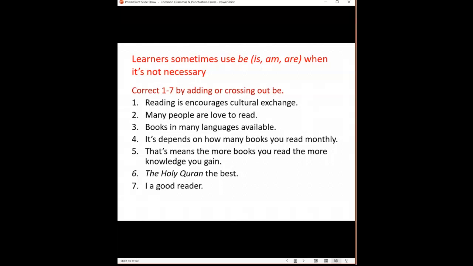Great, Tulin. Okay, great, love. Number 3. Many people love to read. Okay, great. Ahmed, you modified the sentence, so it's okay, but I want you either to add or to cross out a word. Okay, great.